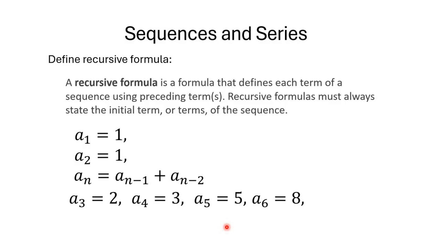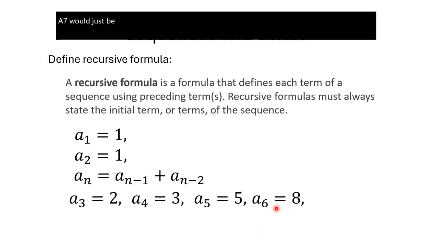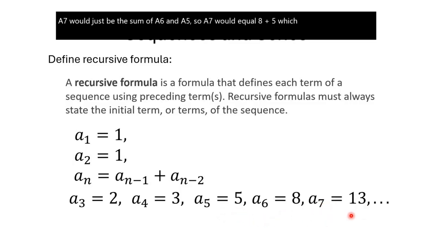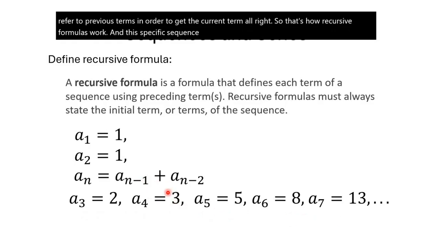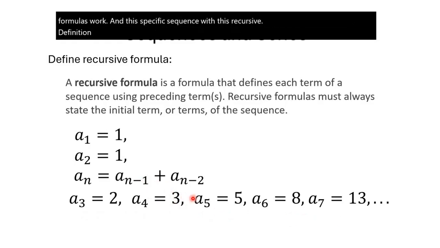a7 would just be the sum of a6 and a5. So a7 would equal 8 plus 5, which is 13. And this is how we use a recursive formula. When you're using a recursive formula, you're going to have to refer to previous terms in order to get the current term. All right, so that's how recursive formulas work. And this specific sequence with this recursive definition is called the Fibonacci sequence.